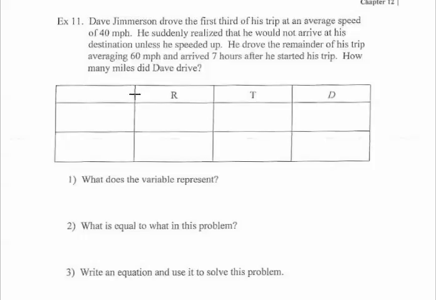Alright, example 11. Dave Jimerson drove the first third of his trip at an average speed of 40 miles an hour. He suddenly realized that he would not arrive at his destination unless he sped up. He drove the remainder of his trip averaging 60 miles an hour and arrived 7 hours after he started his trip. How many miles did Dave drive?